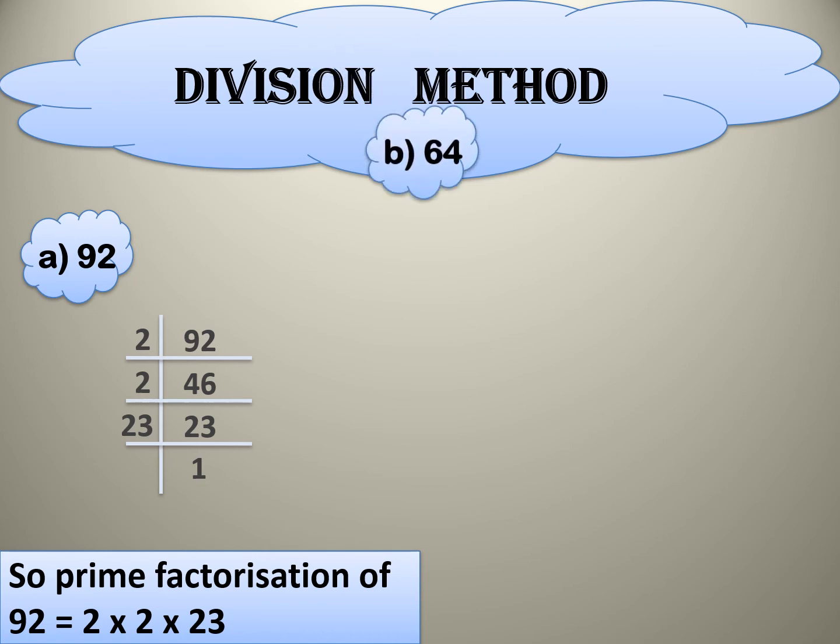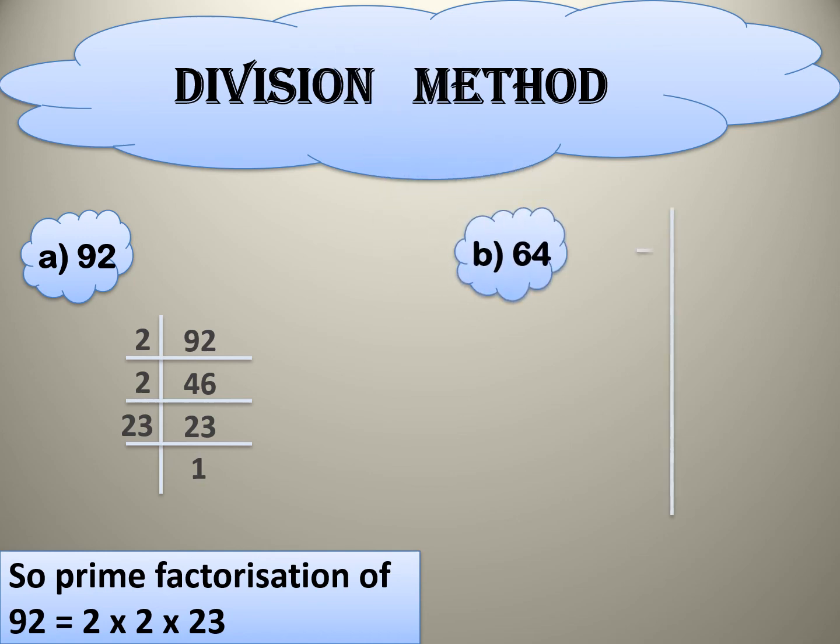Let's solve the next question. Find the prime factorization of 64. To express 64 as the product of its prime factors, we have to begin with the smallest prime number. As 64 is an even number, so it is divisible by 2. We write 2 to the left of 64 and divide it by 2. We get 32, which we write below the 64.